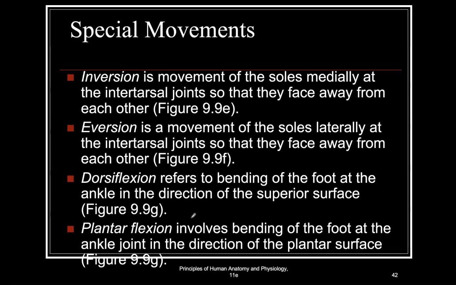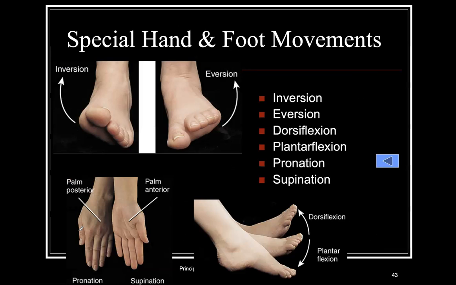Dorsiflexion is easier because you're just bending your foot up dorsally towards the back of your foot. And then plantar flexion, you can think of you're pointing to the plants, okay, with your toes. Point to the plants with your toes. That's plantar flexion. Okay, so here's inversion. So again, moving that so that the soles of the foot face in. Eversion, moving it so the soles of the feet face out.